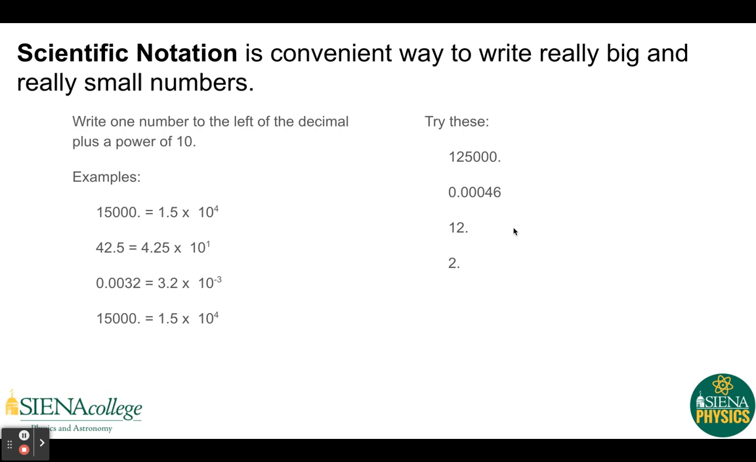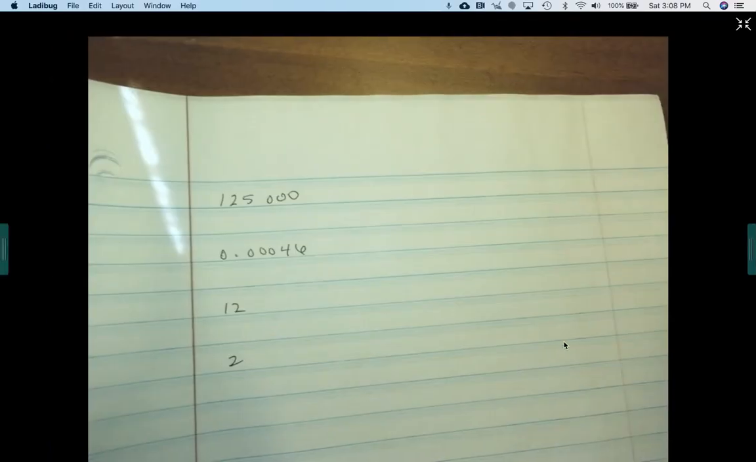Okay, so there's a couple examples to try that we can work through. Let's work through these together. 125,000 is 1. And then we have 0.00046, we have 12, and we have 2. Okay, so let's go back to our camera.